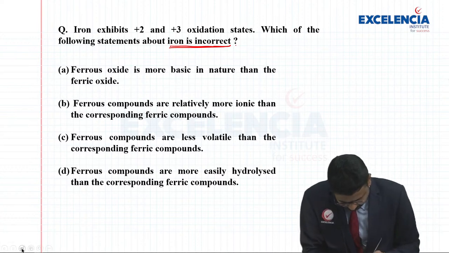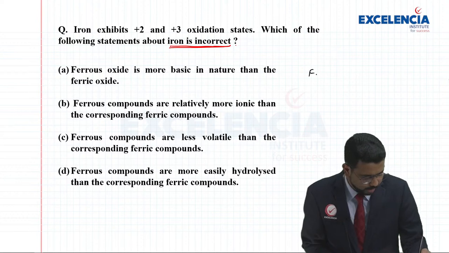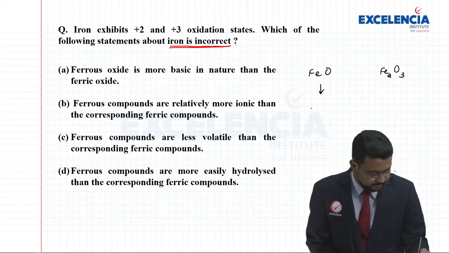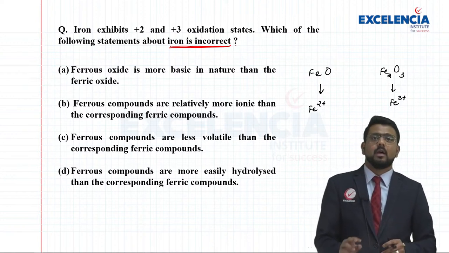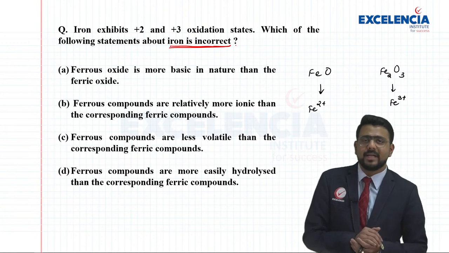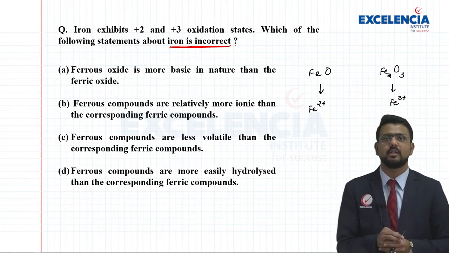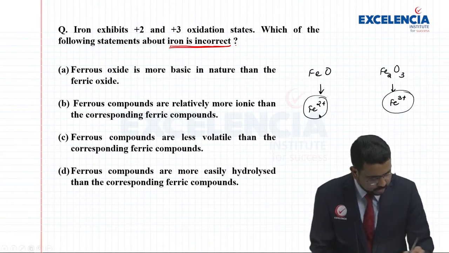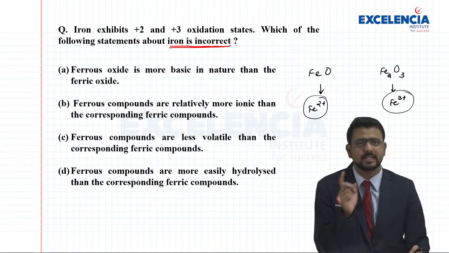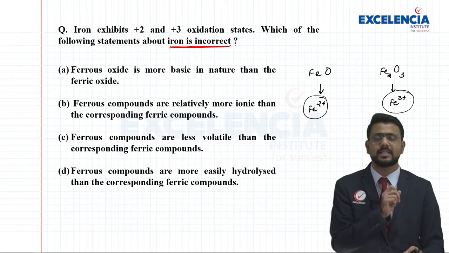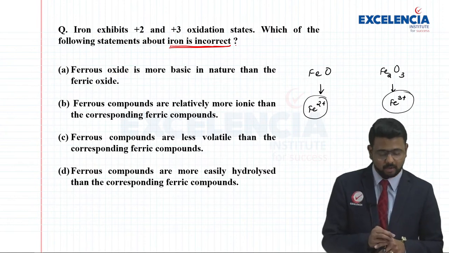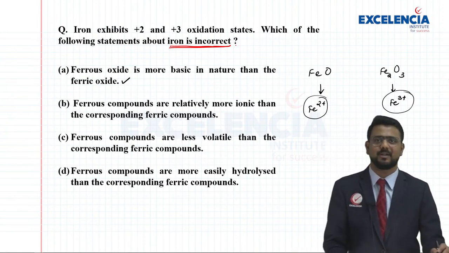So first and foremost, if I consider ferrous oxide, you are going to have FeO, right? And if I consider ferric oxide, you have Fe2O3. Now, without any doubt, in FeO the oxidation state is +2, and in Fe2O3 the oxidation state is +3, ferric ions, right? I've told you already that the basic nature of these oxides generally depends on the atomic or ionic size as well. So if I consider Fe2+ and Fe3+ ions, you'll realize that Fe2+ has a relatively larger size compared to Fe3+ because of relatively lesser nuclear charge. That's the reason ferrous oxide is more basic in nature compared to ferric oxide. Definitely this statement is correct.